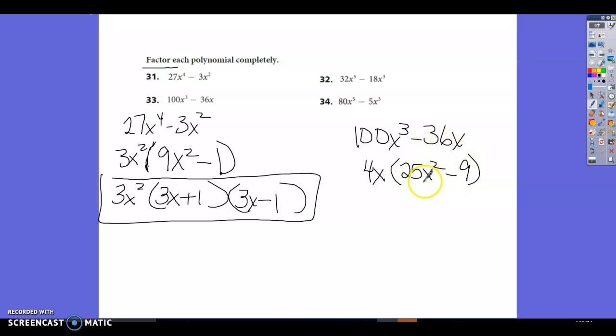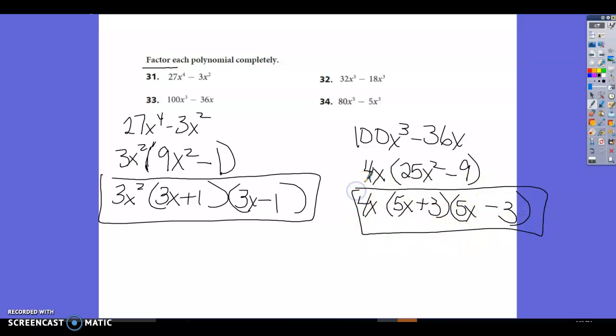All right, perfect square, this is a difference of squares. 4x, same binomial, different sign in the middle. 5x plus 3, 5x minus 3. So this is your complete factored form.